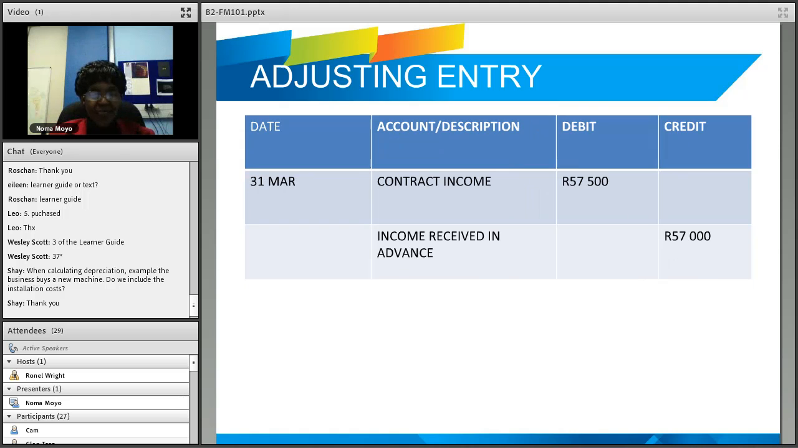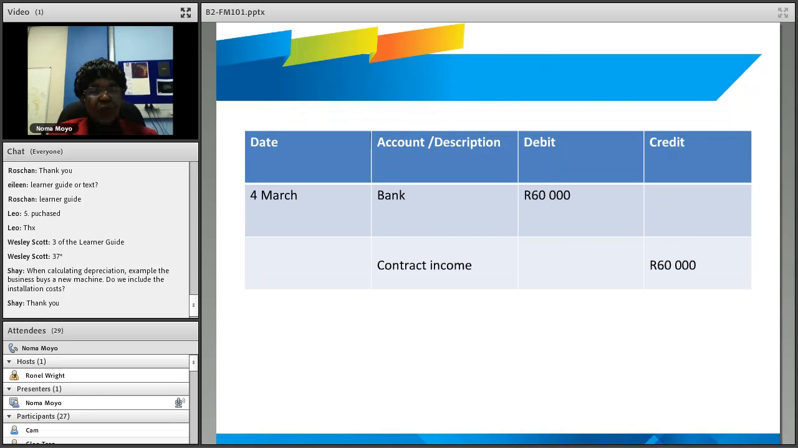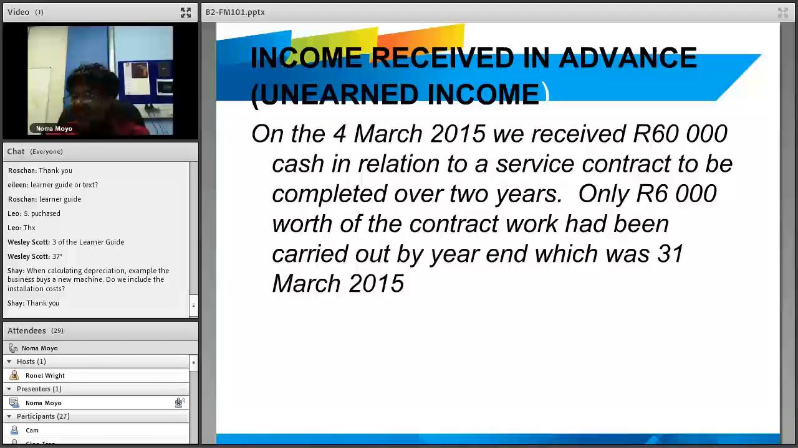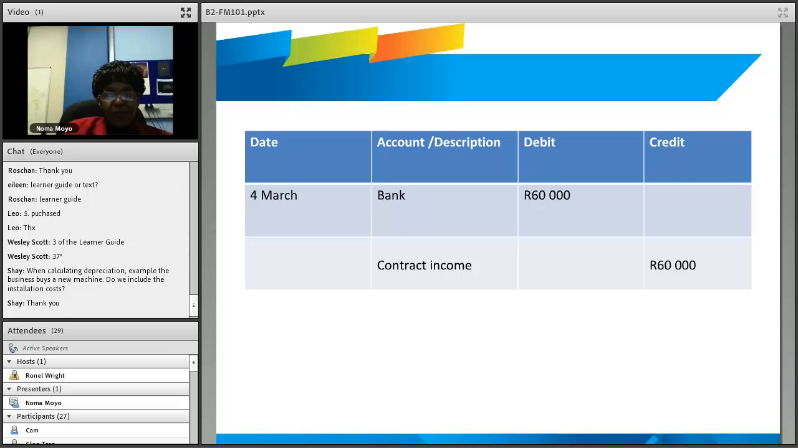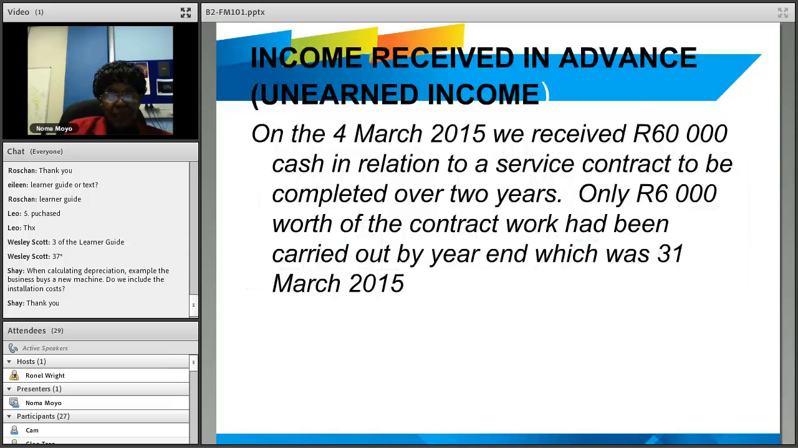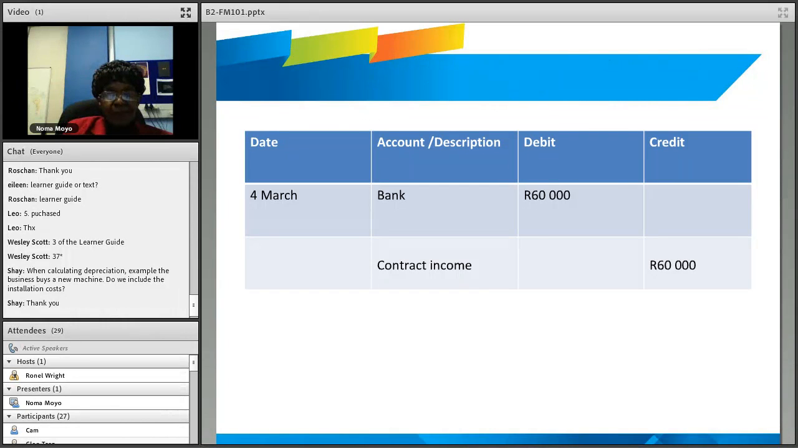Contract income, 60,000. Then, because they are saying this is supposed to be covered in 2 years, if you could get your calculators and check, 60,000 divided by 24 months is supposed to be 2,500. It's supposed to be 2,500. Now, how many months has it been, by the way? Only 6,000 worth of the contract work has been carried out by the year end, which was 31 March. So we look at that.